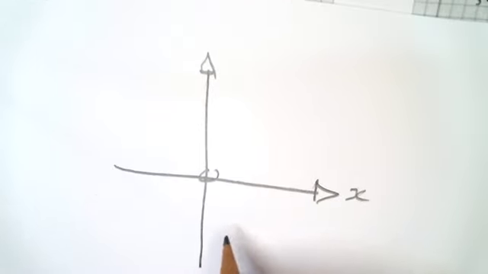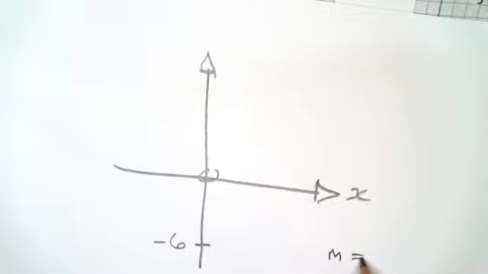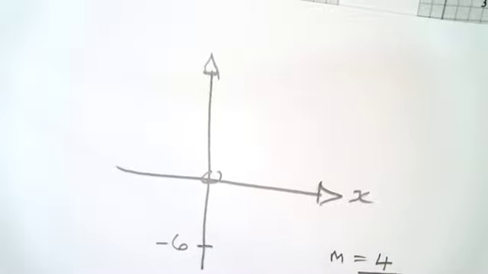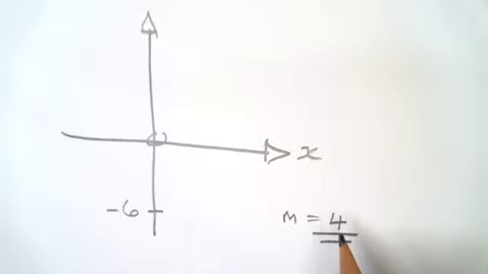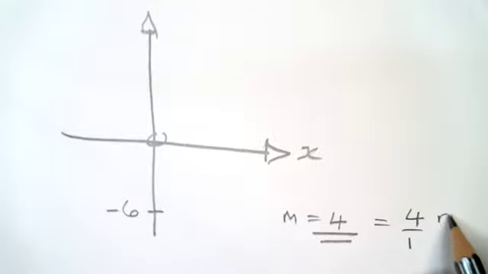There's my x, y. So we're going to have a gradient of 4, y-intercept of -6. I'm going to make this my -6. And my gradient, my m value, is going to be 4. So let's draw it first of all. I really like drawing these anyway. So it's going to be a gradient of 4, which means 4 over 1, my rise over my run.